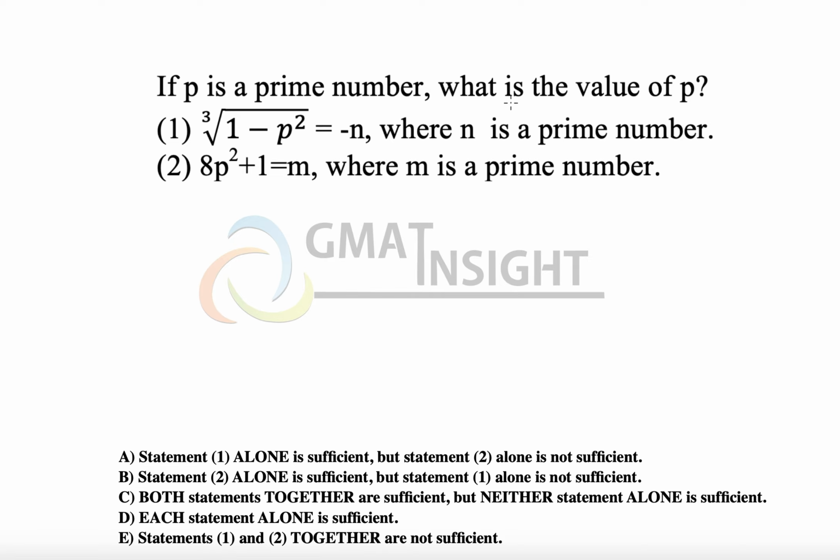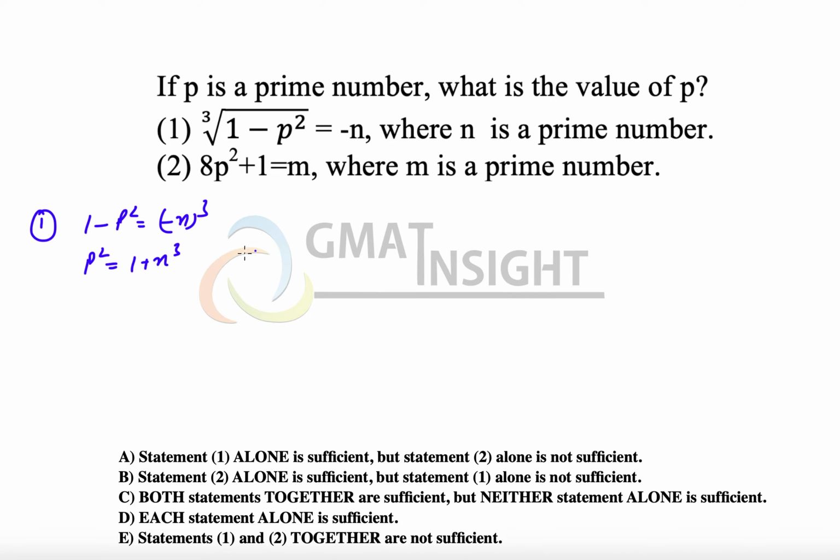We already know that P is a prime number. We have to find the value of P. That means we need to find the unique value of P in order to answer this question. Let's start with the first statement. The first statement says that the cube root of 1 minus P square is equal to minus n, where n is a prime number. So I'm taking the cube on both sides. I get 1 minus P square is equal to minus n cube, which eventually becomes P square is equal to 1 plus n cube.